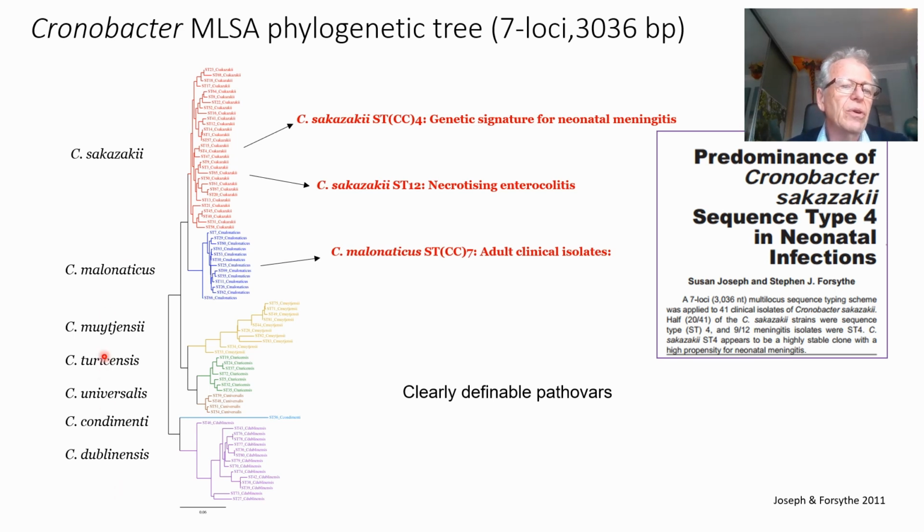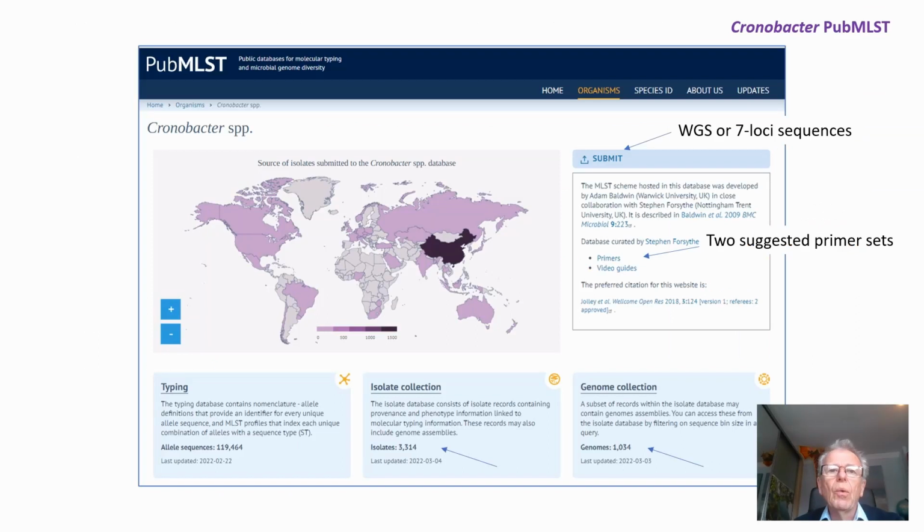And here, for those who aren't familiar, these are the 7 species of the Cronobacter genus. When we go to the PubMLST database, and the link is here, if you can't find it that easily, we have a map. The majority of isolates have come from China, so it's like a density map here. If you were to submit your strain, then just click on here, and that can be a whole genome sequence, or it can be 7 loci sequences, whatever, still comes to me and I curate them.